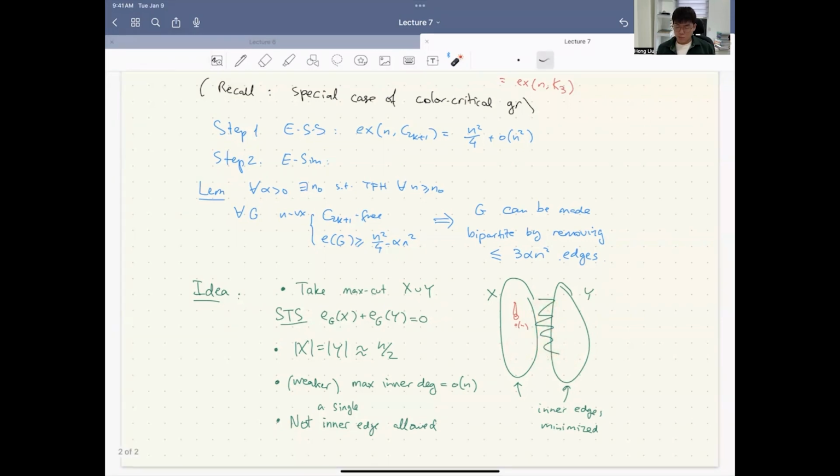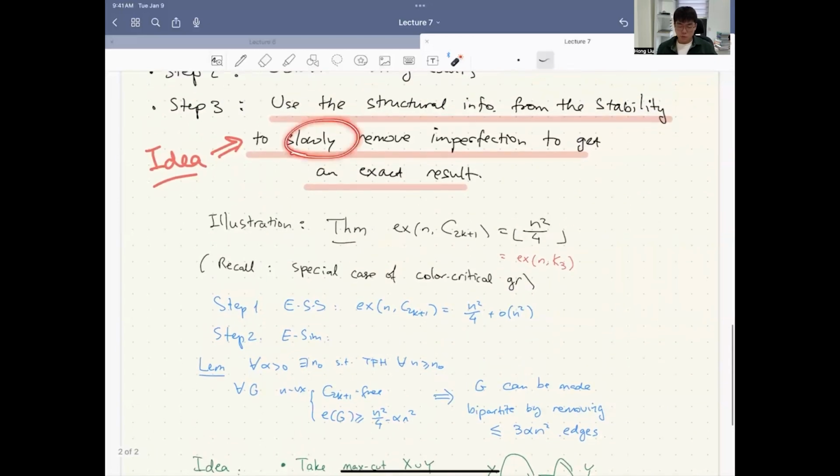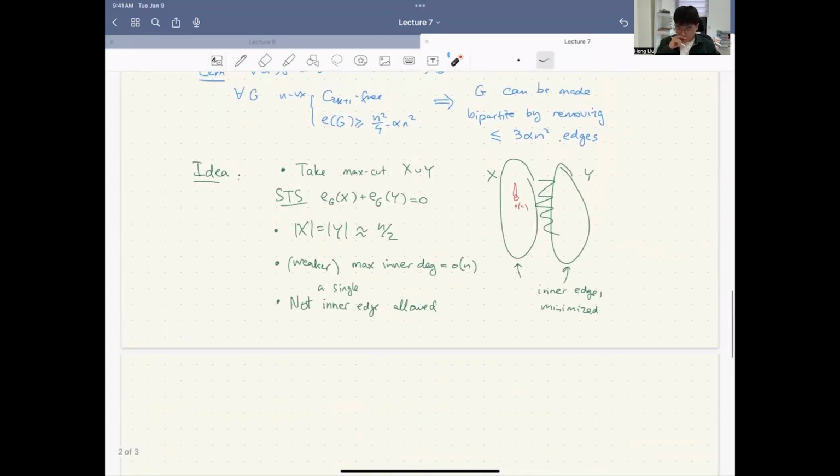Okay, but sometimes we cannot do it all at once. So this is what I mean by slowly removing imperfection. So slowly we prove stronger and stronger results. First, we try to say that X and Y in this max cut, because our size is quite close to n squared over 4, must be quite close to balanced ones. Then we show that, okay, we don't know whether there's an edge inside, but at least we know you don't have a vertex of high degree inside. After this preparation, we can then finally show that there are no inner edges. So let's see these details.